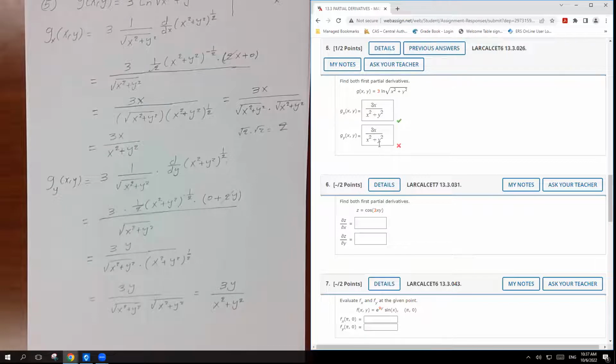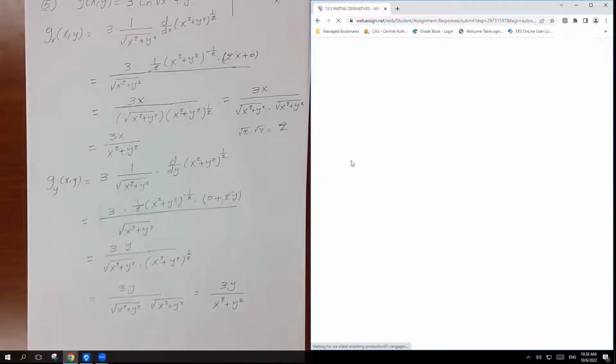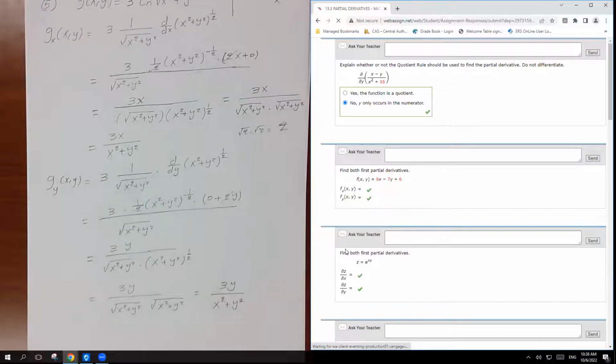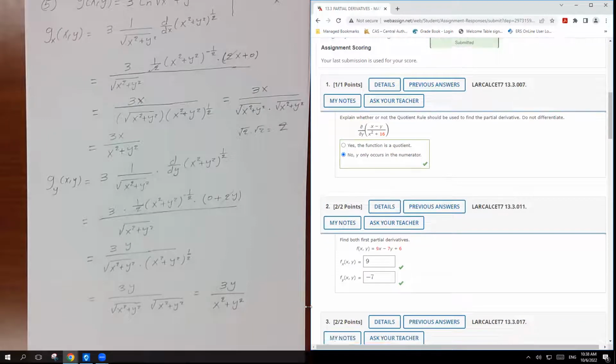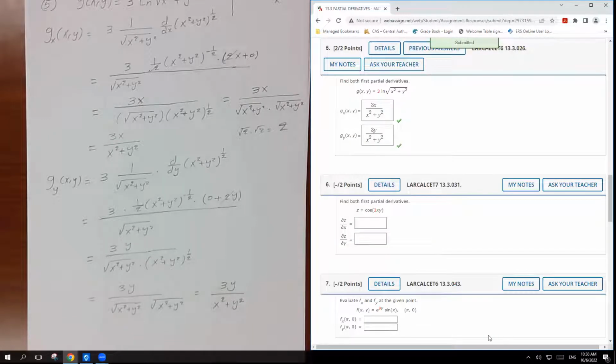What's the wrong thing here? 3y. What, I put the 3x? 3y. Okay. Here we go.